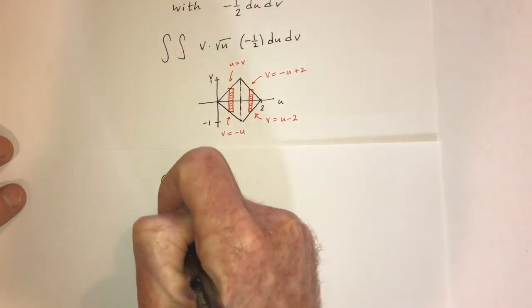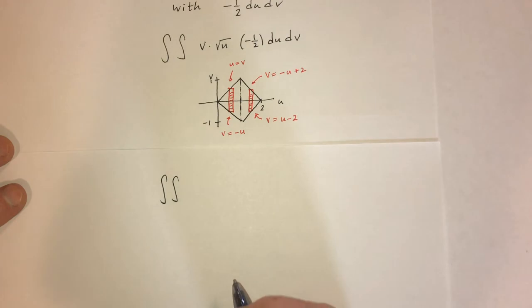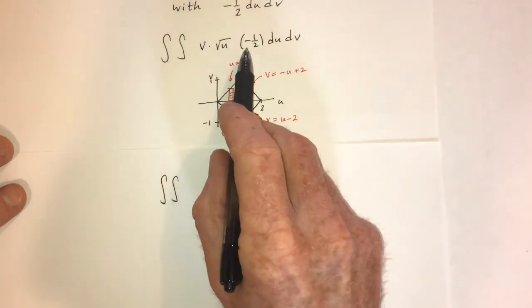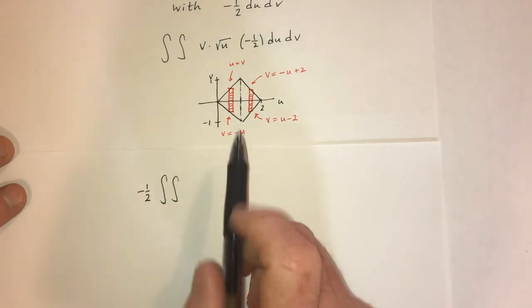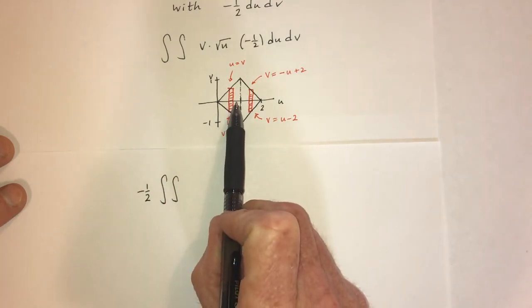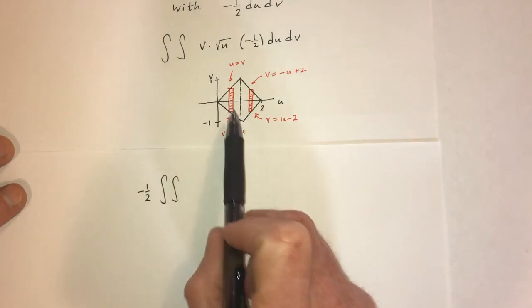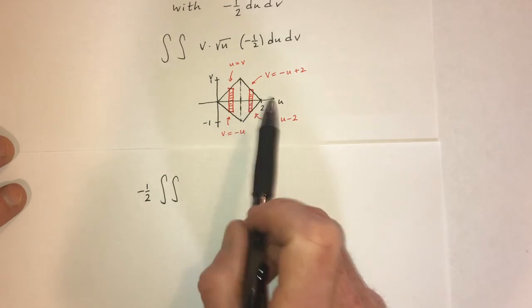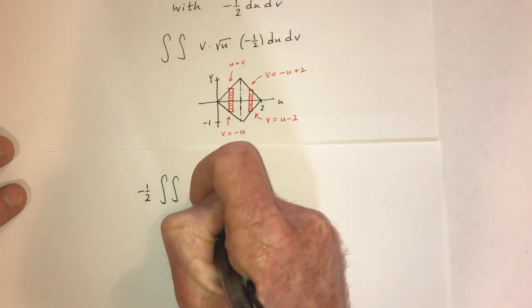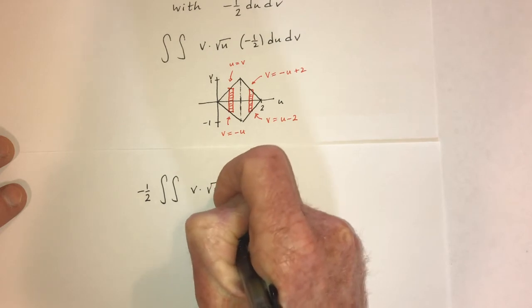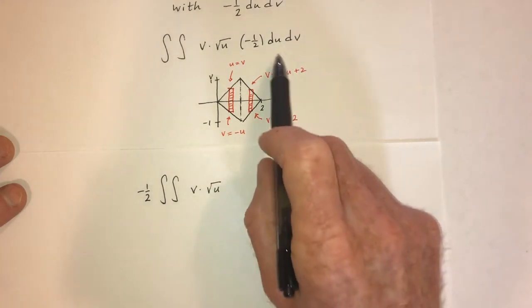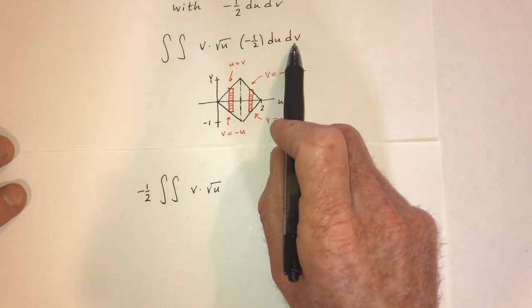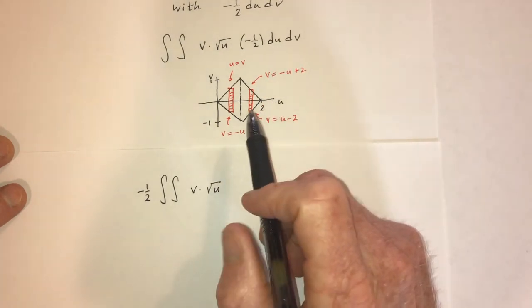So our double integral, well, for one thing, I'm going to take this negative 1/2 and just factor it out. And like I said, we have to make this into 2 integrals. One is going to be this left side of the graph, and then the right side. And so it's still going to be v times the square root of u, and then either du or dv. So I just automatically wrote down du dv, but you could always switch the order.